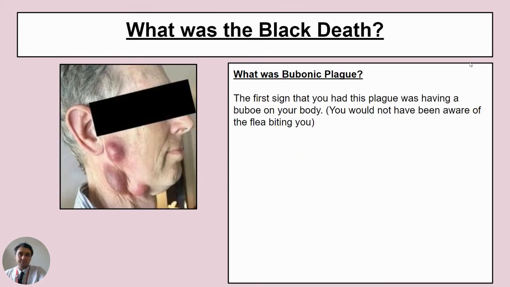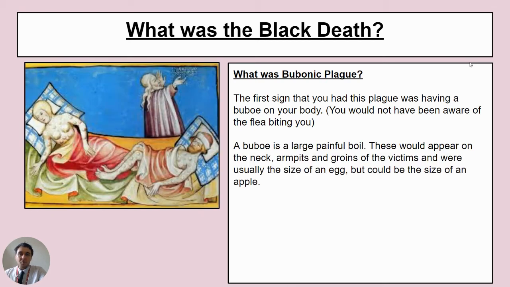What were the stages here? Well, the first sign you had this plague was having a bubo on your body, as you can see in this picture. Now, you wouldn't have been really aware of the flea biting you. You wouldn't have been aware of the fact that you had that germ in your body. The first stage is you see these swellings, these buboes. Now, a bubo is a swelling. It's a large, painful boil. And these would appear usually on the neck, the armpits, the groin, and they were usually about the size of an egg, but they could grow up to the size of an apple, and they were incredibly painful.